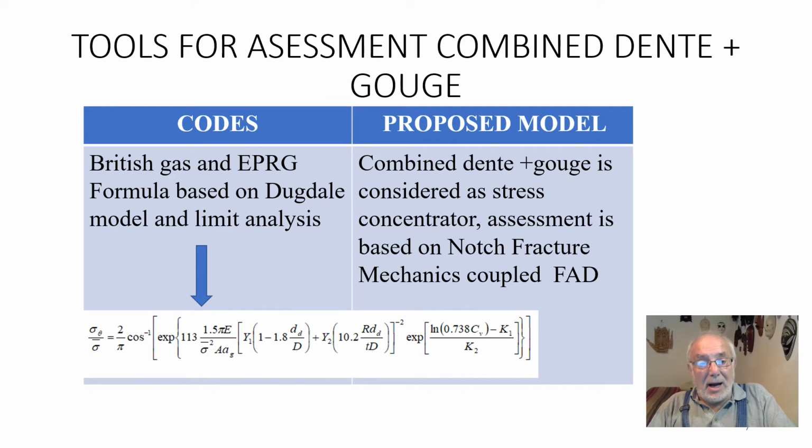Codes are provided by British Gas and EPRG. British Gas proposes a formula based on the Dugdale model and limit analysis. Here we propose a model and we consider the combined DENT and GOUGE as a stress concentrator, and assessment is based on notch fracture mechanics coupled with a failure assessment diagram.